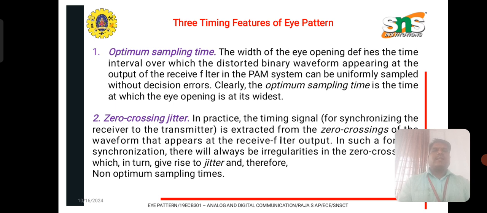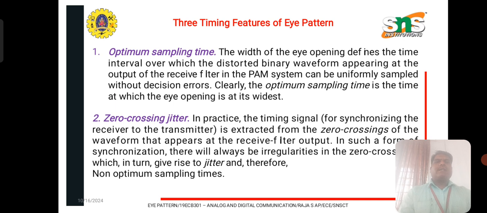Zero crossing jitter: in practice, the timing signal for synchronizing the receiver to the transmitter is extracted from the zero crossings of the waveform that appears at the receiver filter output. In such a form of synchronization, there will always be irregularities in the zero crossing detector, which in turn give rise to jitter and therefore non-optimum sampling times.